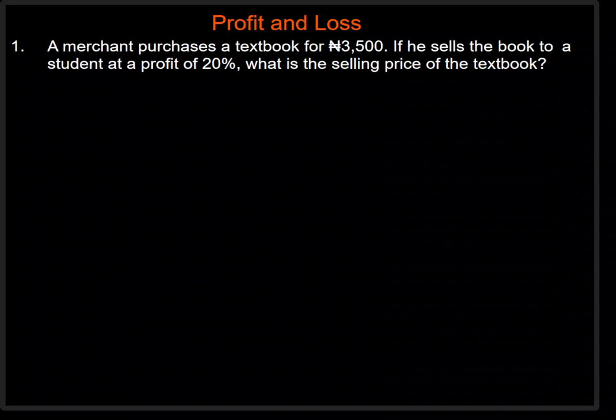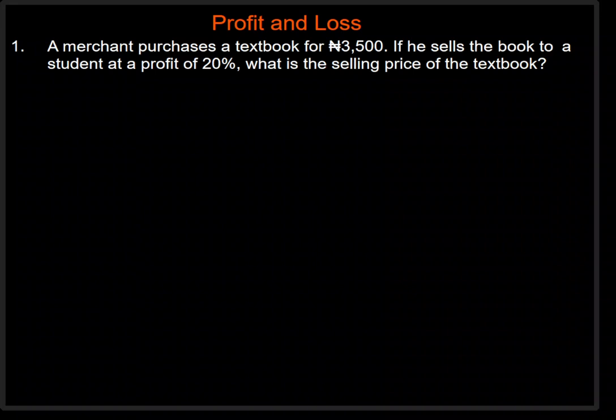Right, so let's see. A merchant purchases a textbook of 3,500 naira. All right, so he sells the book to a student at a profit of 20%, what is the selling price of the book? So we have been given the cost price, we've been given the percentage profit. We solved this kind of problem in the last class, but we want to look at another approach to this question.